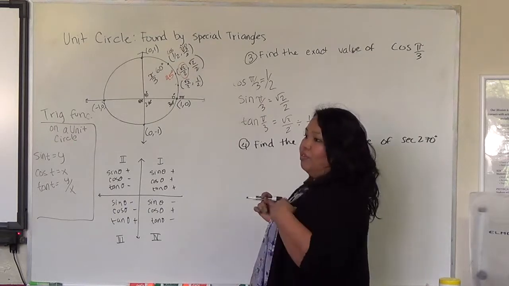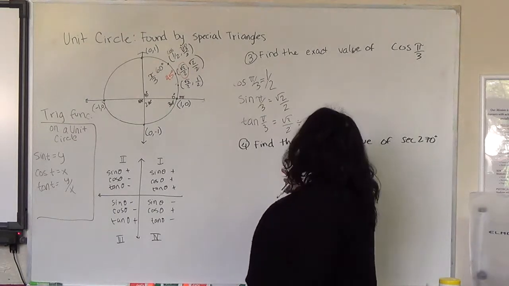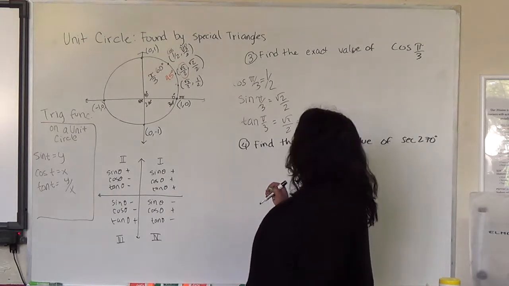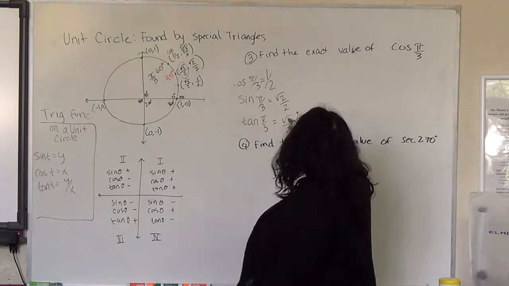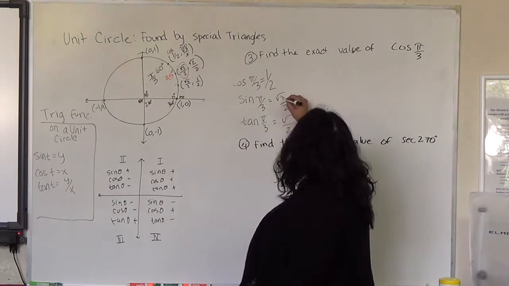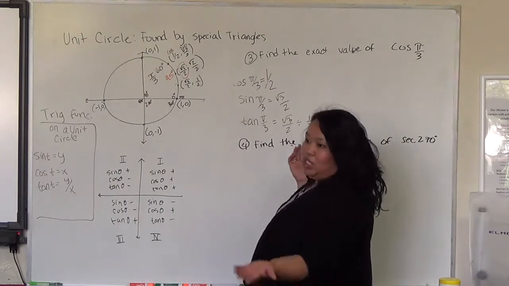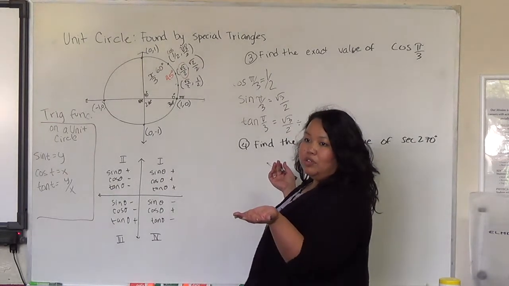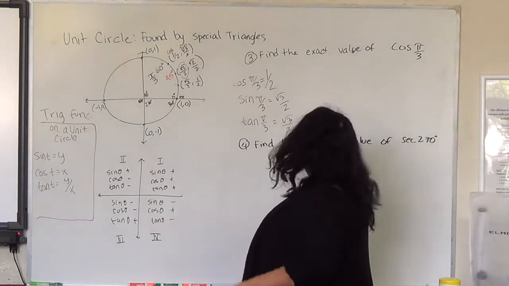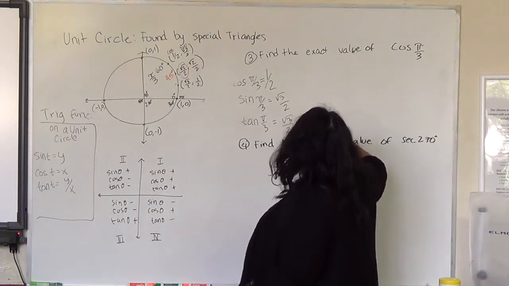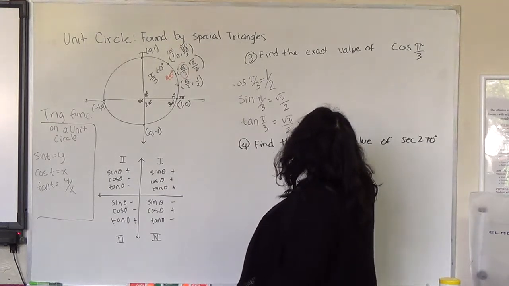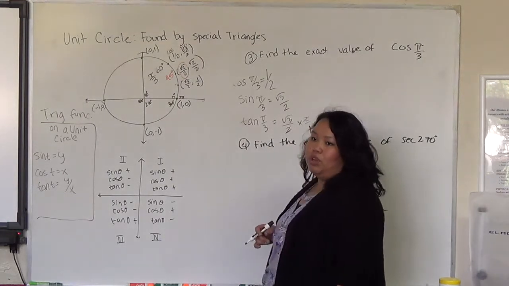Oh, sorry, root 3 over 2. I'm looking at the wrong one. It's root 3 over 2 over 1/2, which is the same thing as divided by 1/2. And how do we divide fractions? You flip it. We flip and multiply, so times 2 over 1. These cancel out, leaving me with just root 3. So the tan of pi over 3 is root 3.